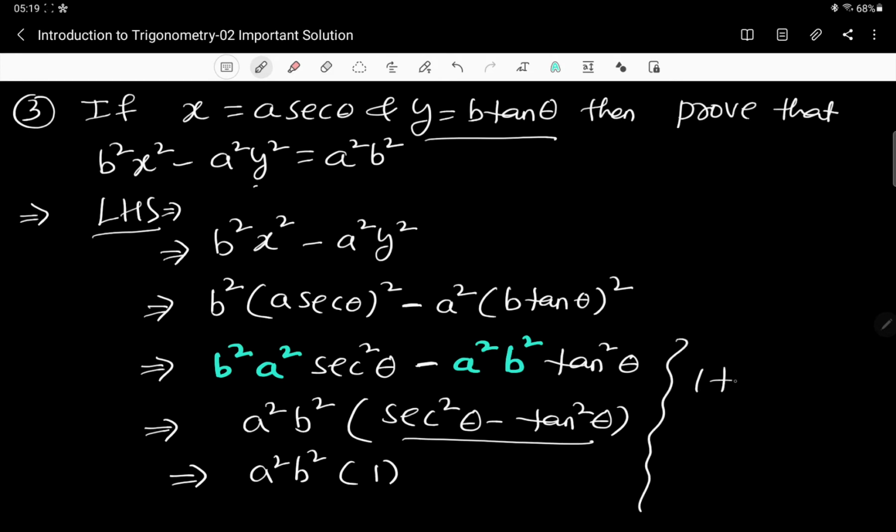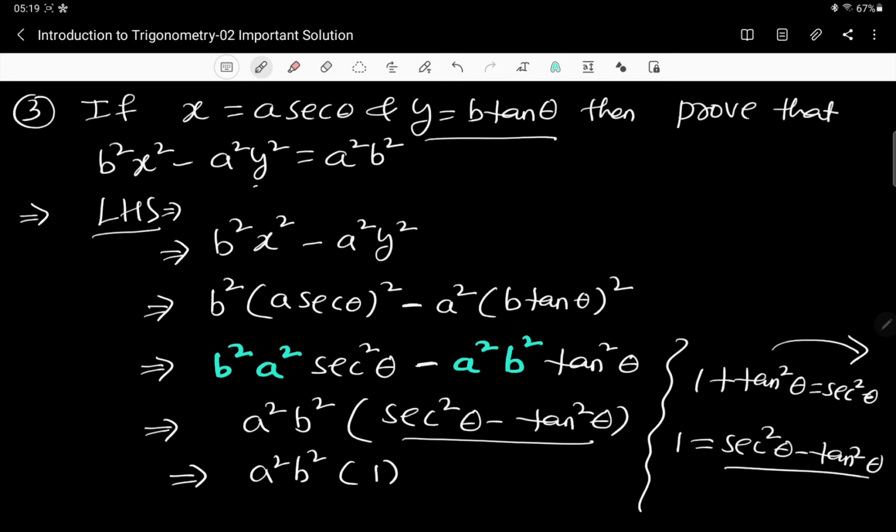Observe this. 1 plus tan square theta is equal to secant square theta, correct? Bring that tan square theta to that side. So 1 is equal to secant square theta minus tan square theta. So secant square theta minus tan square theta means it is 1.